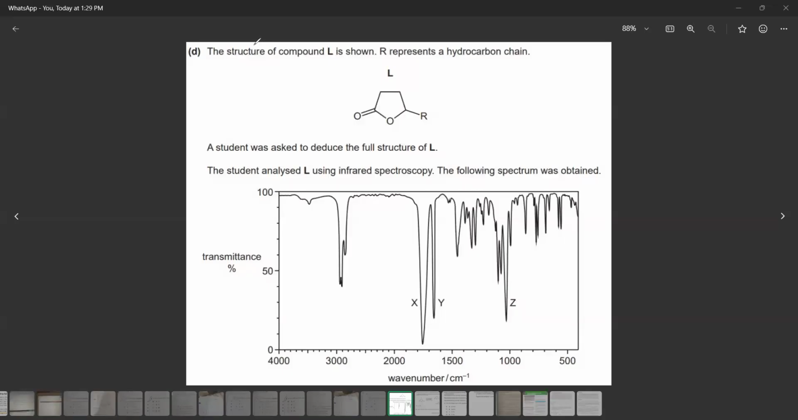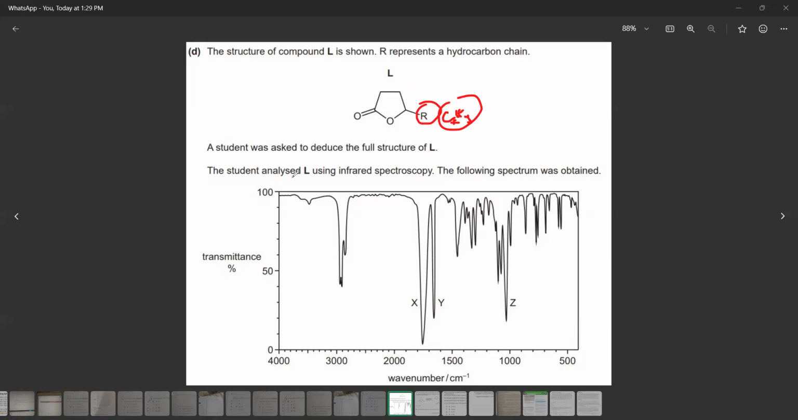So as you can see, the structure of a compound L is shown, and R represents the hydrocarbon chain. In this part we have a hydrocarbon, carbon and hydrogen, and we don't know how many hydrogens and how many carbons there are. The student was asked to deduce the full structure of L.